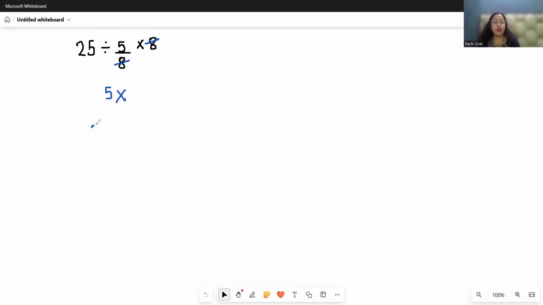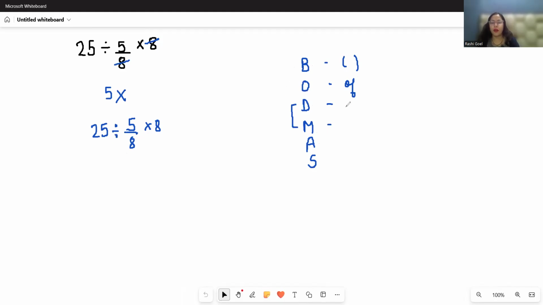When you are given multiple operations in an expression, that means there is a division sign and a multiplication sign as well, then you have to give priority and follow the order of operations, which is also known as the BODMAS or PEMDAS rule. So as per this rule, first you have to solve the bracket if given, then orders, then division and multiplication, both have the same priority. You have to solve them from left to right, then addition and subtraction.